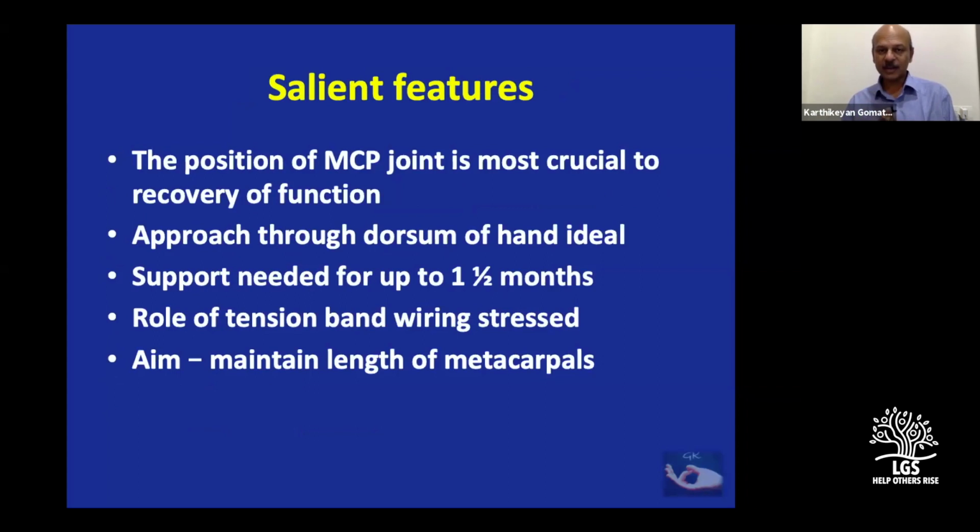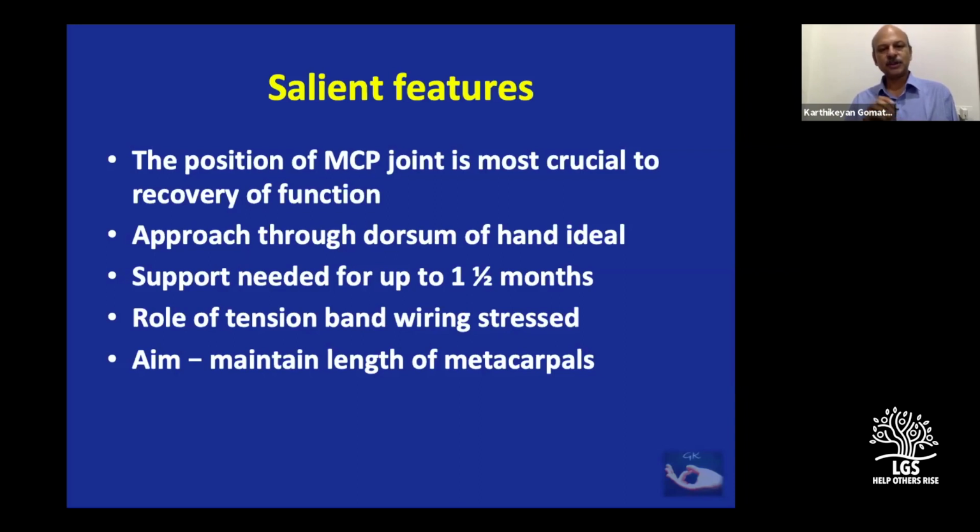Before we go into the management, there are certain things that are very common for management of metacarpal fractures. The position of the metacarpophalangeal joint is the most crucial to the recovery of function. I have seen a lot of people who do a fantastic fixation but do not worry about the POP, and give it off to the theatre worker. Please, the position of the metacarpophalangeal joint will make or break your fracture fixation and the results. So it must be kept in 90 degrees. There is absolutely no compromise on this.